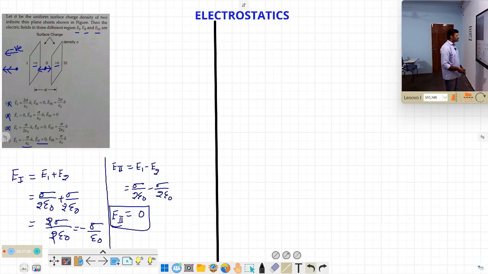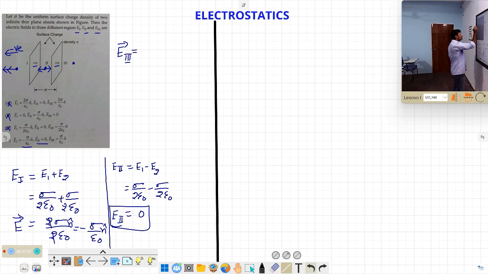That n cap indicates a vector, so we have to write it in the form of magnitude. If you want to write it in vector form, E arrow is nothing but, I can write, n cap as the unit vector of that one. So in this case, in the second option there is no vector. So the third option, sorry, third region. What is the third region? This is the third region.